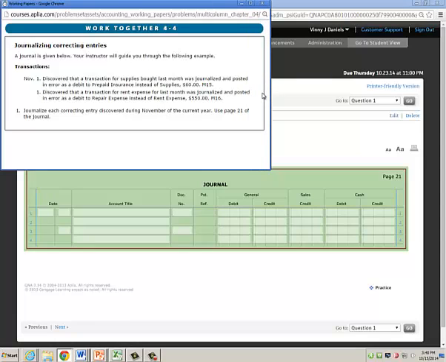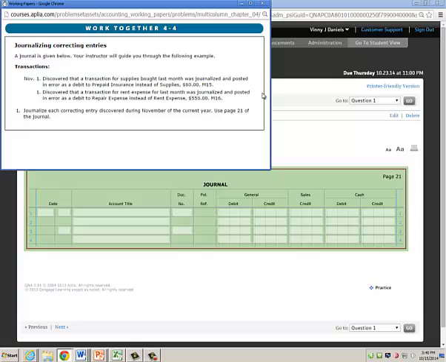The first transaction says, discovered that a transaction for supplies bought last month was journalized and posted in error as a debit to prepaid insurance instead of supplies. So what's happened here is in the past we made some sort of mistake. When we made that mistake, we never went back and fixed it. So now we have to fix it with the journal entry.